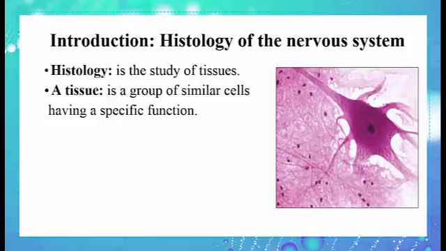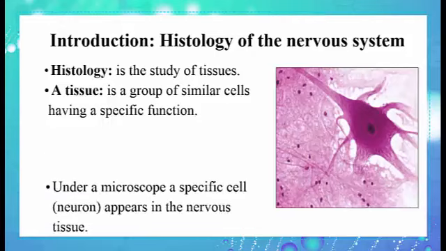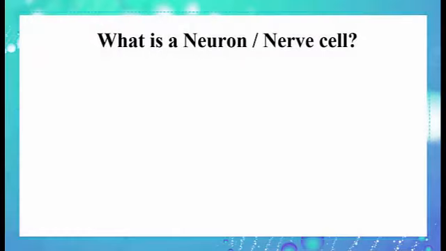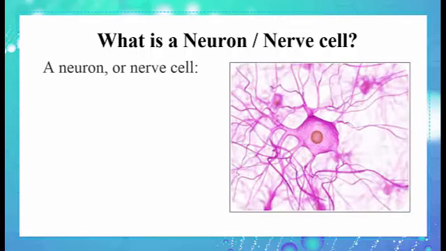These are the cells that make the nervous system. Under a microscope, a specific cell, which is called a neuron or nerve cell, appears in the nervous tissue as shown in this figure. The neuron or the nerve cell. What is a neuron or a nerve cell? This figure shows many neurons or nerve cells.